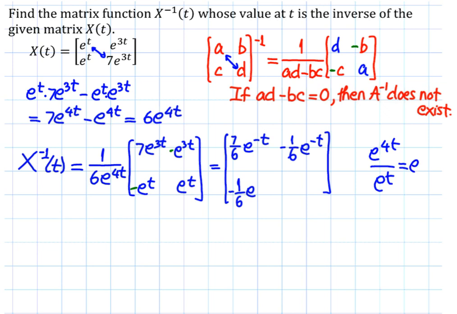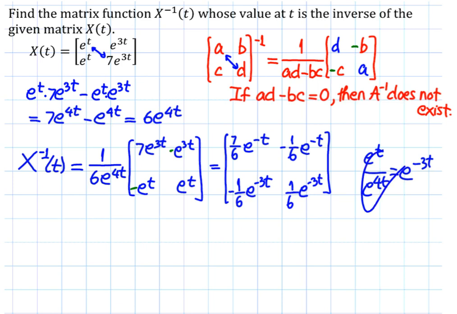The other way around: e to the t over e to the 4t is e to the negative 3t. And 1 over 6 e to the negative 3t.